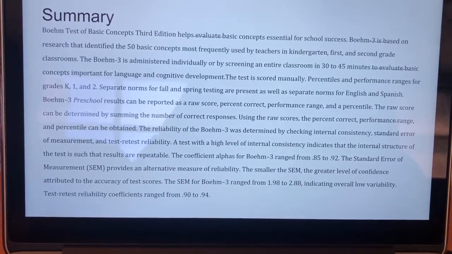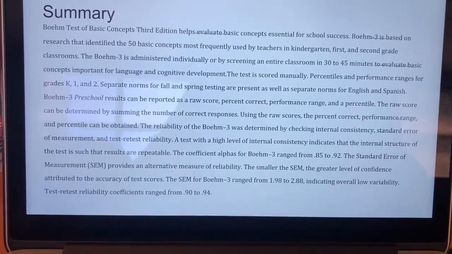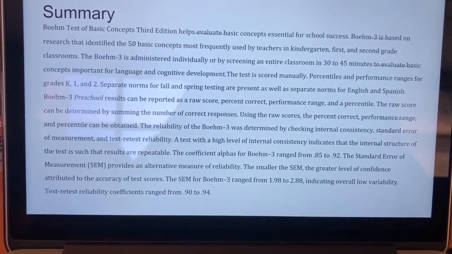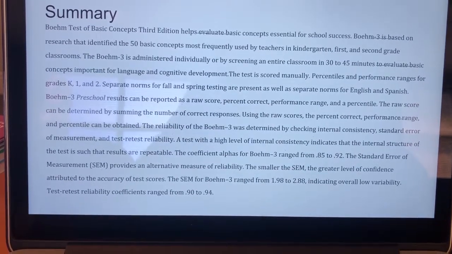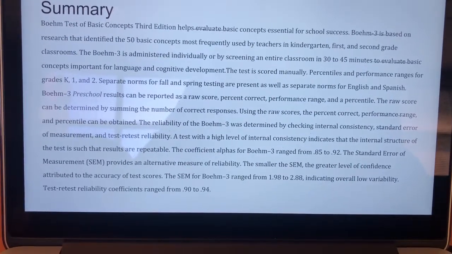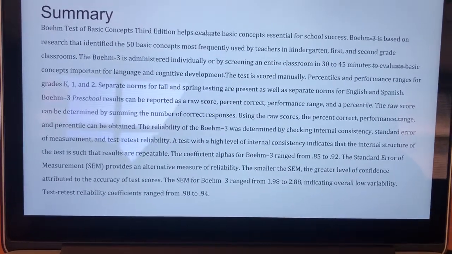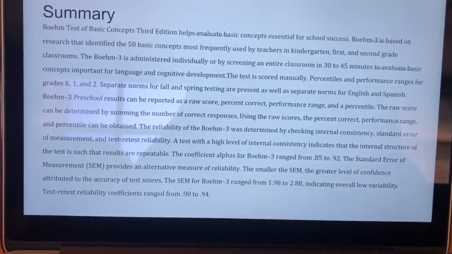The standard error of measurement, SEM, provides an alternative measure of reliability. The smaller the SEM, the greater level of confidence attributed to the accuracy of test scores. The SEM for Boehm 3 ranges from 1.98 to 2.88, indicating overall low variability. Test-retest reliability coefficients range from 0.90 to 0.94.